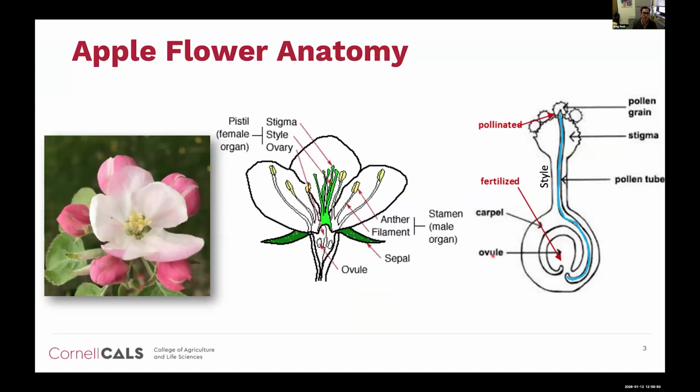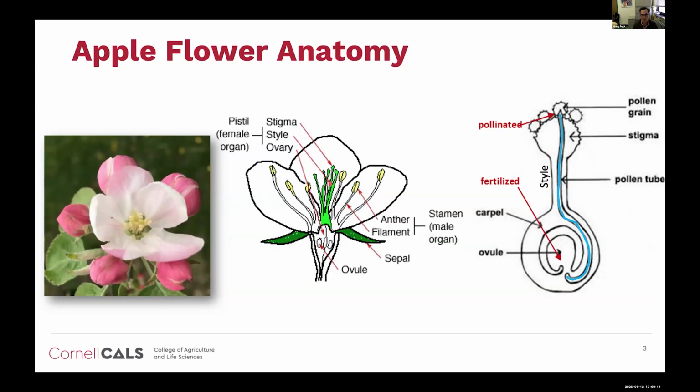So let's just have a quick refresher here on flower anatomy. On the left here is what the apple flower looks like. And of course, this is our king flower. And you can see we have a whorl of smaller flowers, or side blooms is what we call them, on each spur. This is just a cross-sectional view of a flower in a cartoon.